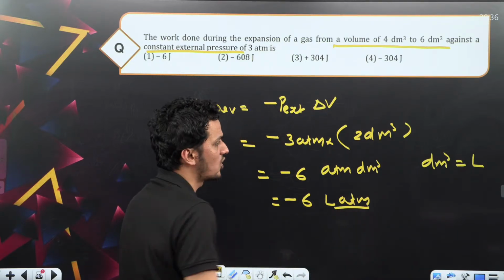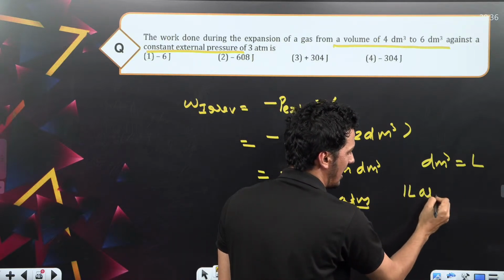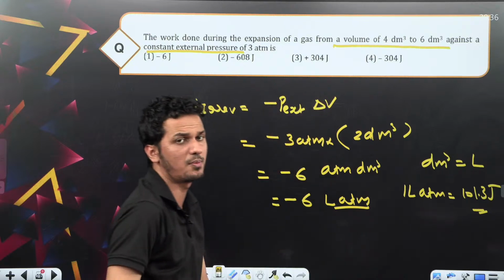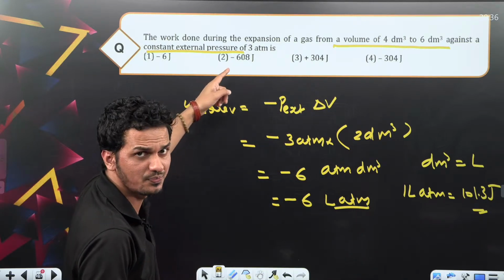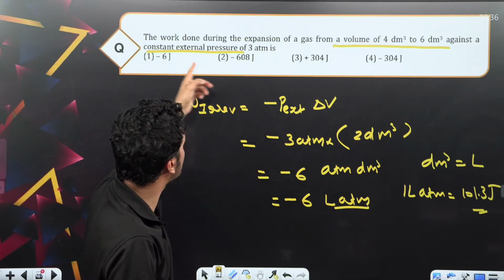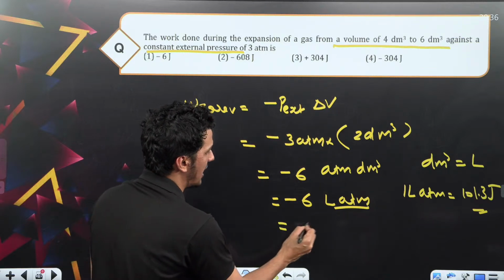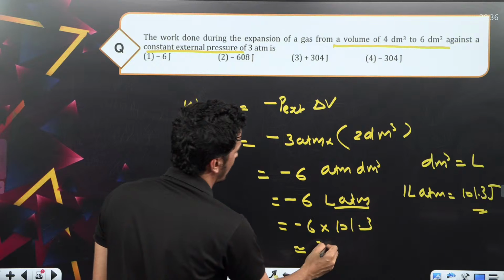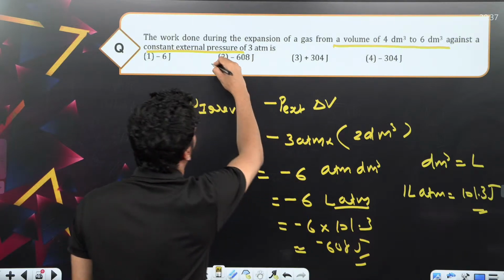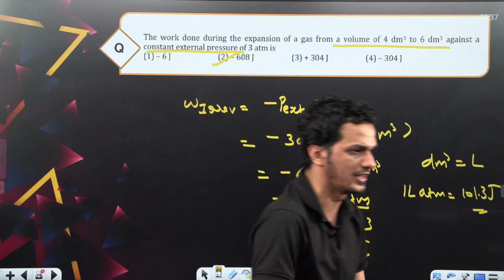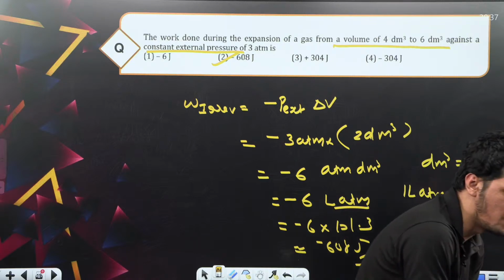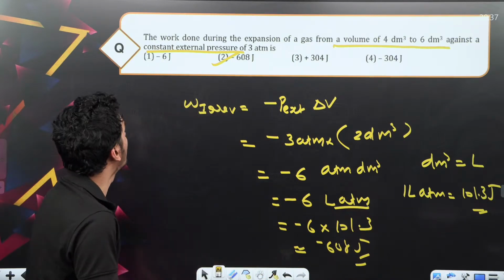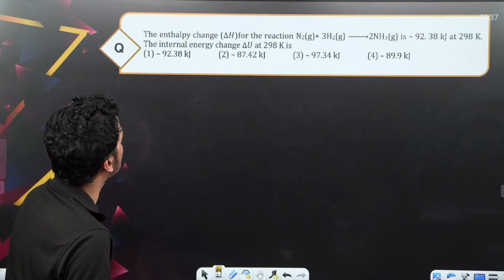Minus 6 liter atm. I taught you in the class, I hope you remember, 1 liter atm equals 101.3 joule. Here you can see 6 liter atm, and every option is in joule, so I have to multiply minus 6 into 101.3. It is approximately how much I will get? Minus 608 joule. Option 2 is the correct one. I hope you got it, guys. Yes, Kavya Shah, yes, Magashri, yes, correct. Okay, so we can move to the next question, guys. This is the next question.